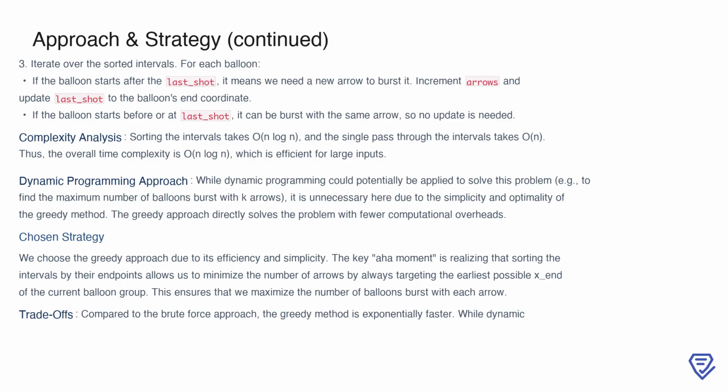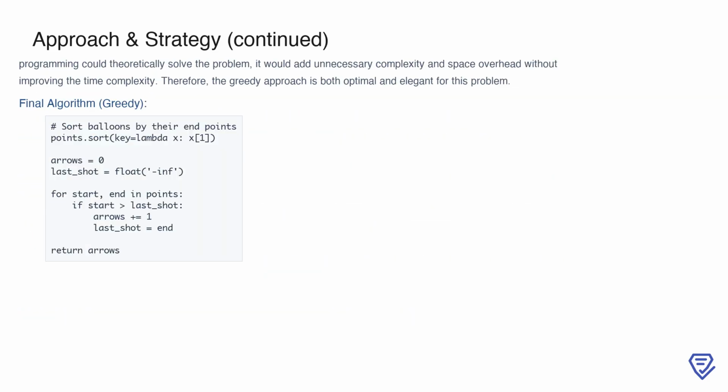Sorting takes O(n log n), while iterating through the intervals takes O(n), resulting in an overall time complexity of O(n log n). While dynamic programming could theoretically be used, it introduces unnecessary overhead since the greedy method already solves the problem optimally. With the greedy approach clearly being the most efficient and straightforward solution, we can summarize the final algorithm.